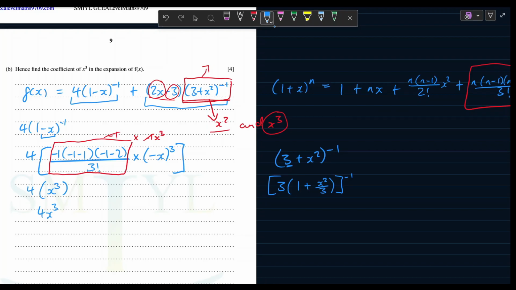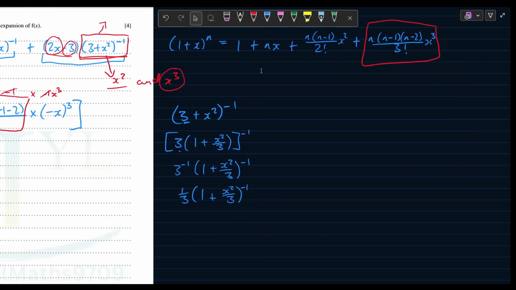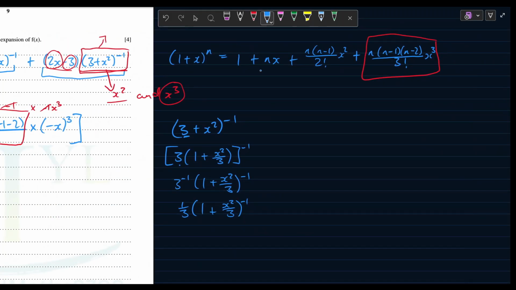So distribute the power. So 3 to the negative 1 times the bracket to the negative 1. So 3 to the negative 1 is simply 1 over 3, times (1 plus x squared over 3), and this is to the negative 1. And the formula that we're using is going to be the same exact formula, but the key difference here is that our x is going to be this x squared over 3.